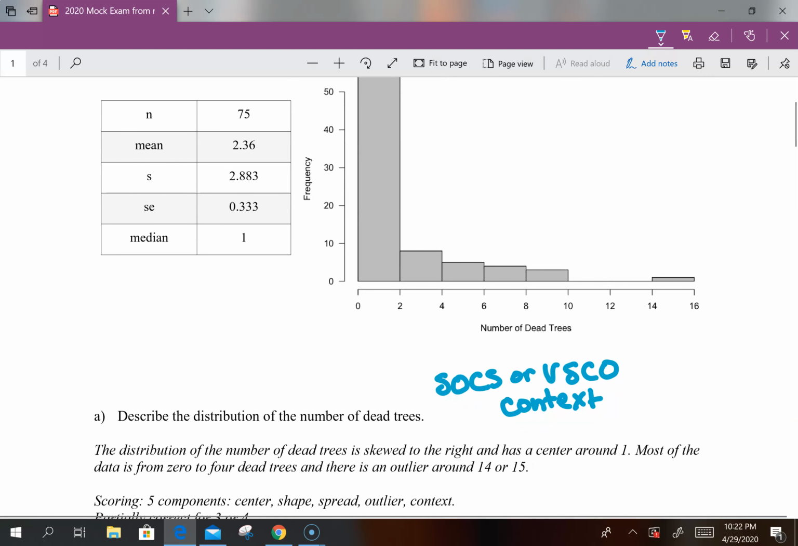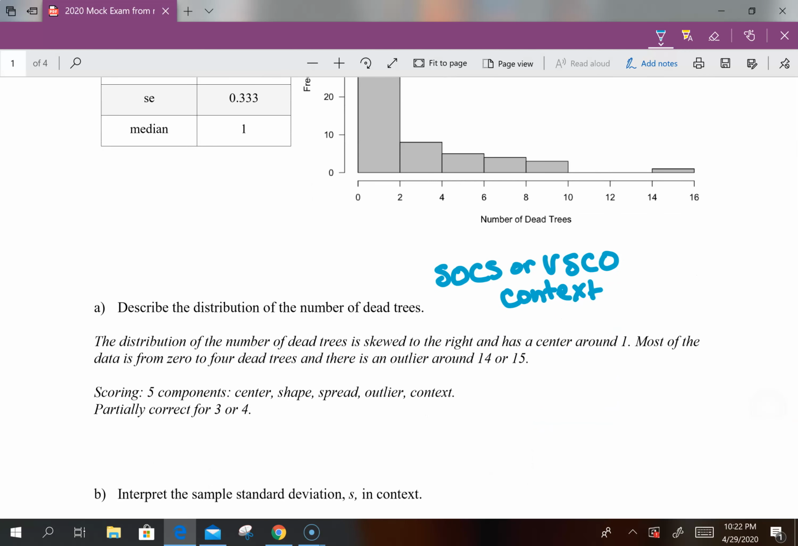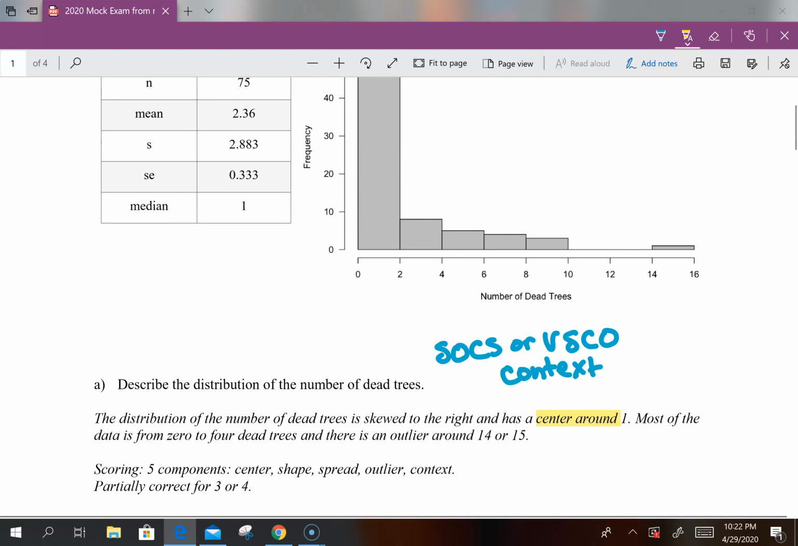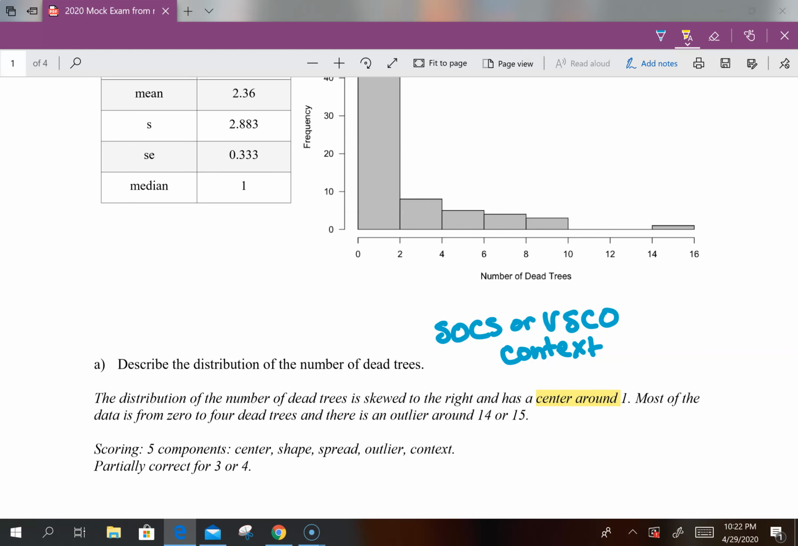All right, so this is his answer key, from the person who created this. The distribution of the number of dead trees is skewed to the right and has a center around 1. One thing I would recommend that you clarify, if this was yours, is what measure of center you're using. I would say it has a median of 1, or a mean of 2.36. So be explicitly clear, don't just say center. I don't think that's sufficient.